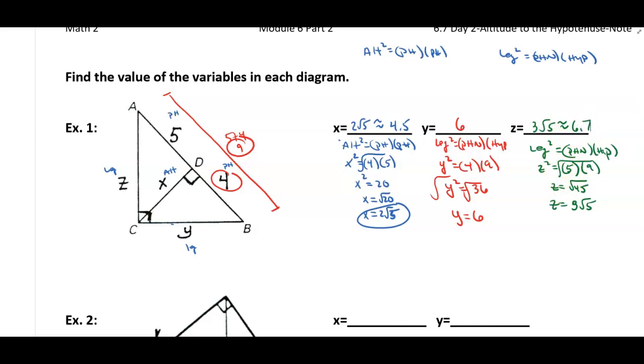Okay, so we're actually starting off with one of the more challenging problems in the notes, right? But it's getting you to see that to find this leg, we use these pieces. To find this leg, we use these pieces. And to find the altitude, we use these two pieces. Okay?